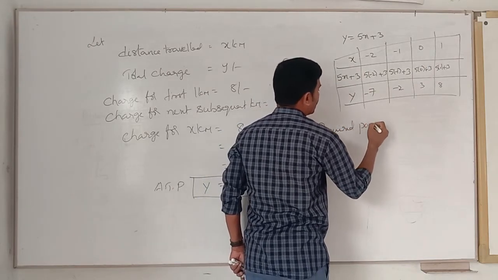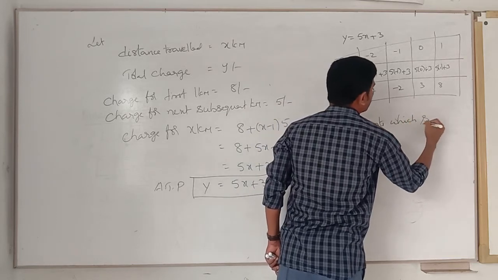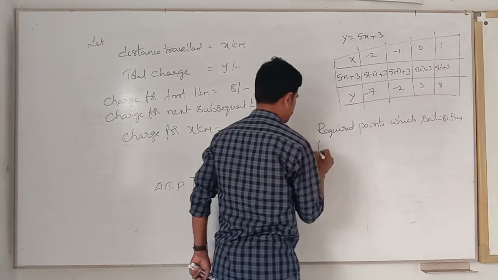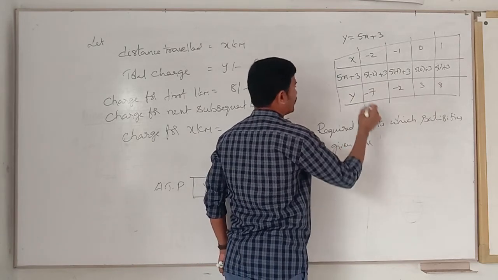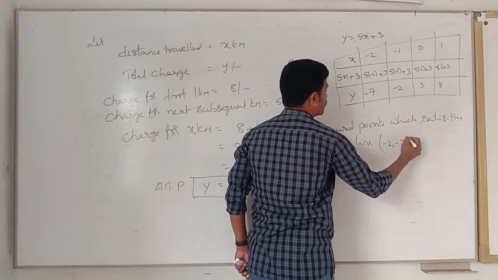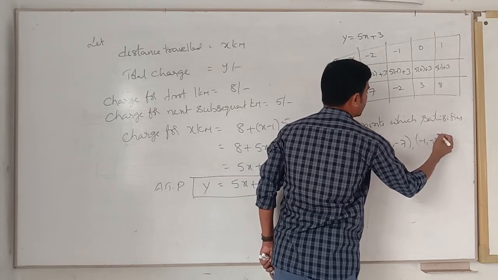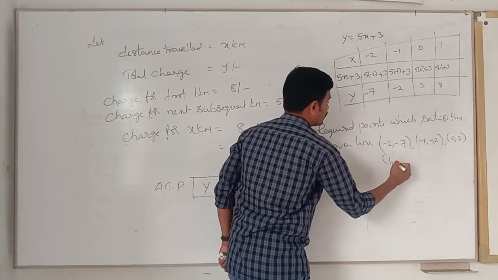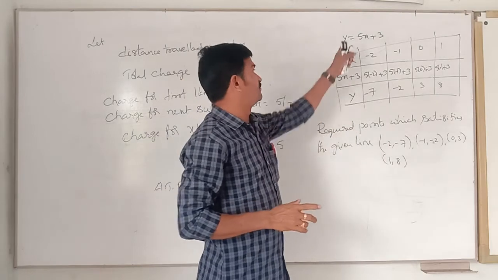Now, required points. Required points which satisfy the given line. What are the required points now here? Tell me now. Minus 2, minus 7. Okay. Minus 1, minus 2. Very good. Next. 0, 3. Next. 1, 8.